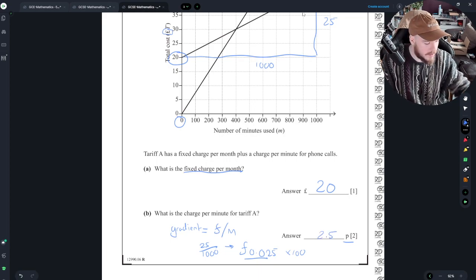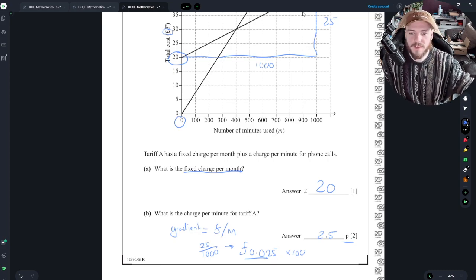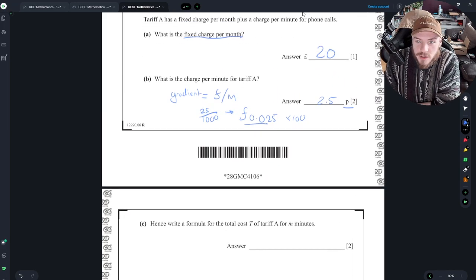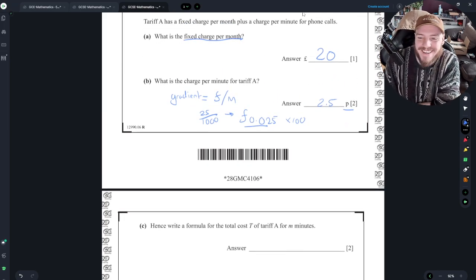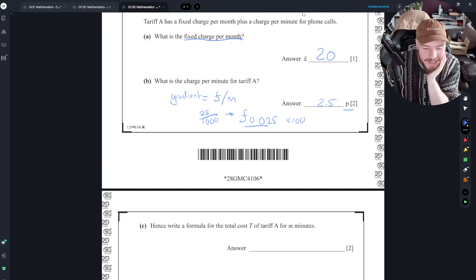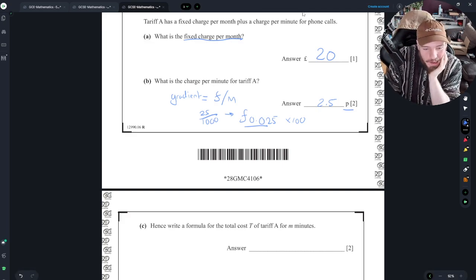2.5p. I know what you're probably thinking, 2.5p doesn't exist. Well, it does in this maths question, so let's get moving. And it does exist in the world of finance as well. So hence, write a formula for the total cost of tariff A for m minutes.